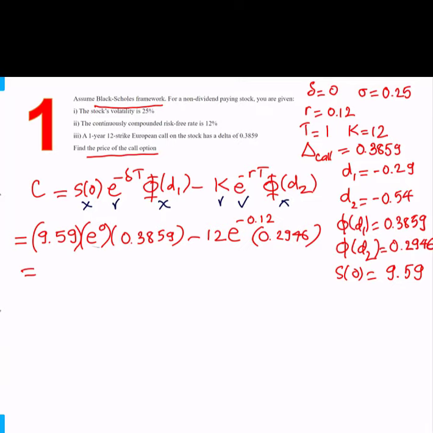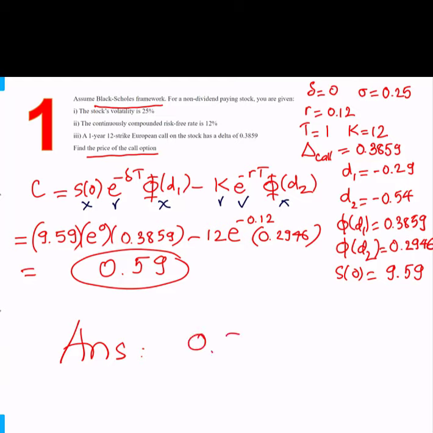So eventually, just use your calculator. The answer should be 0.57. Excuse me, 57, not 59. 0.57. And this is the answer. Okay, so the answer is 0.59. This is the call price, the price of the call option. So that's the first problem. See that?